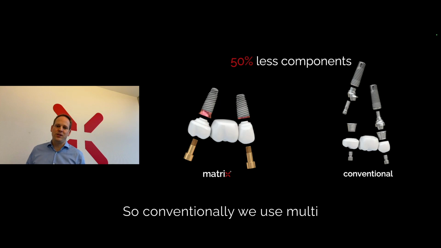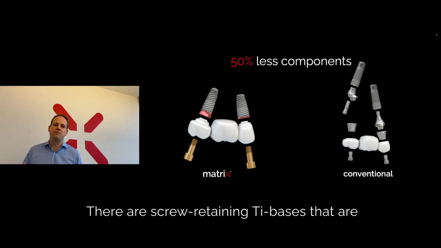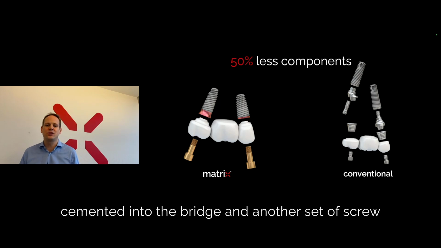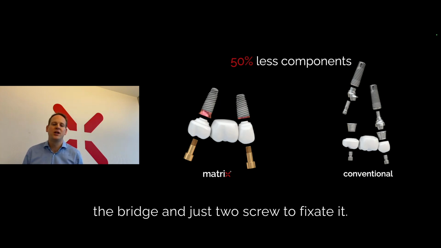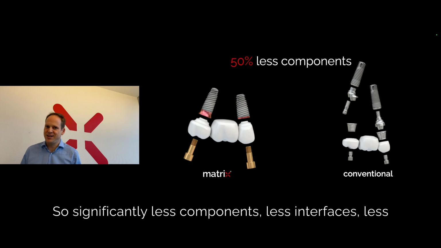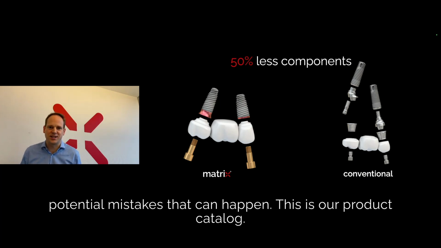So, conventionally, we use multi-unit abutments in different angulations. There is a screw, and we use some tie bases that are cemented into the bridge and another set of screws to fixate the bridge. With the matrix, you use the implants, the bridge, and just 2 screws to fixate it. So, significantly less components, less interfaces, less communication, less connections with cement, and less potential mistakes that can happen.